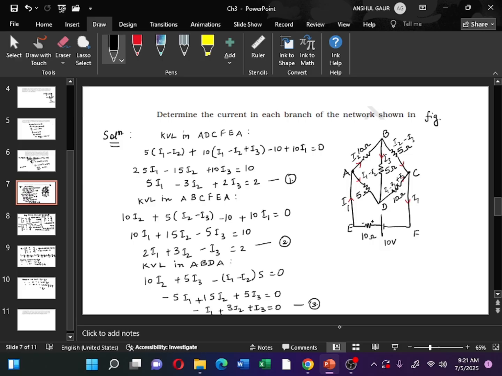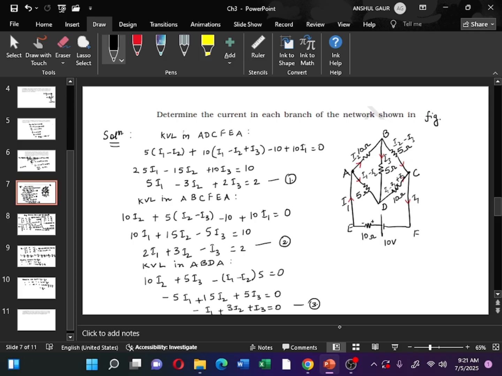When the current enters at node D, we see it is I1 minus I2 plus I3. So it means that from D to C, the current is I1 minus I2 plus I3. So this is the current in terms of the variables which we have shown.